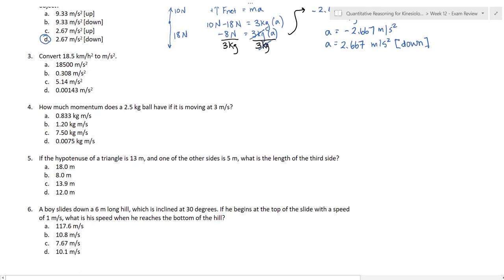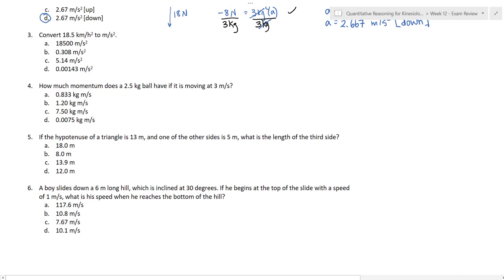All right, question 3. Convert 18.5 kilometers per hour squared to meters per second squared. We're going to first get rid of kilometers, so we'll put kilometers in the denominator. Instead of kilometers, we want meters. Now we'll write the equivalency. 1 kilometer is 1,000 meters.